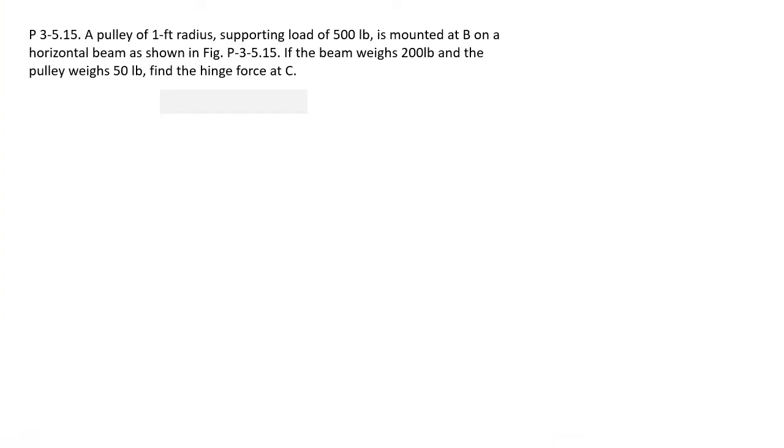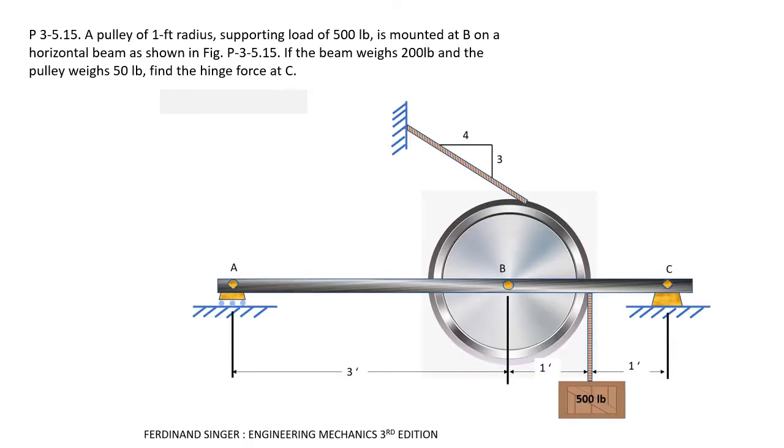So our problem is: a pulley of 1 feet radius supporting a load of 500 pounds is mounted at P on a horizontal beam as shown in figure P-3-5.15. If the beam weighs 200 pounds and the pulley weighs 50 pounds, find the hinge force at C. So this is the figure that we are going to solve. This figure is a pulley problem, and it is under the equilibrium of non-concurrent force system.